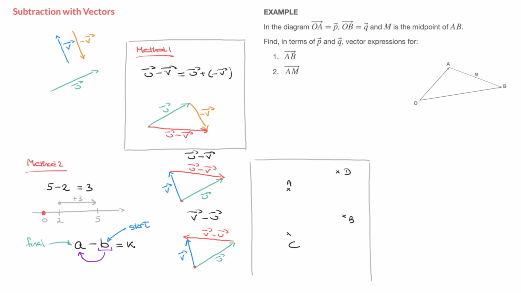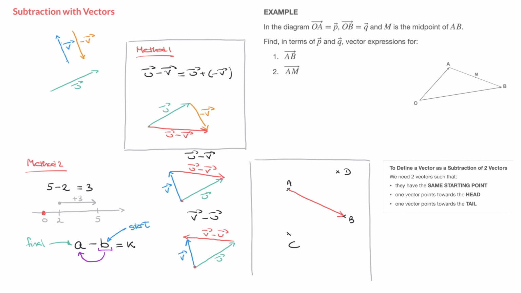And the vector that will be of interest to us right now will be the vector AB. So that's the vector which starts at point A and finishes at point B. Any vector like the vector AB we have here can be defined as a subtraction, that is one vector being subtracted from another, provided the two vectors have the same starting point and one of them points towards the head of AB and the other points towards the tail of AB.